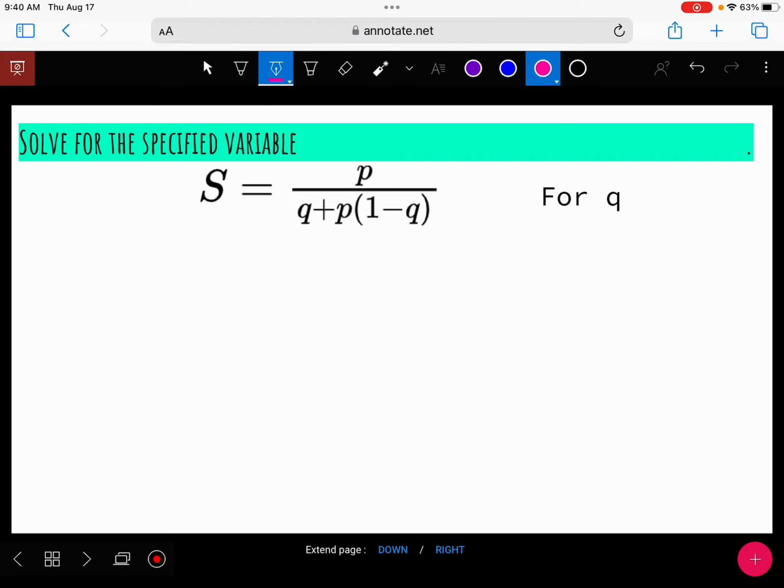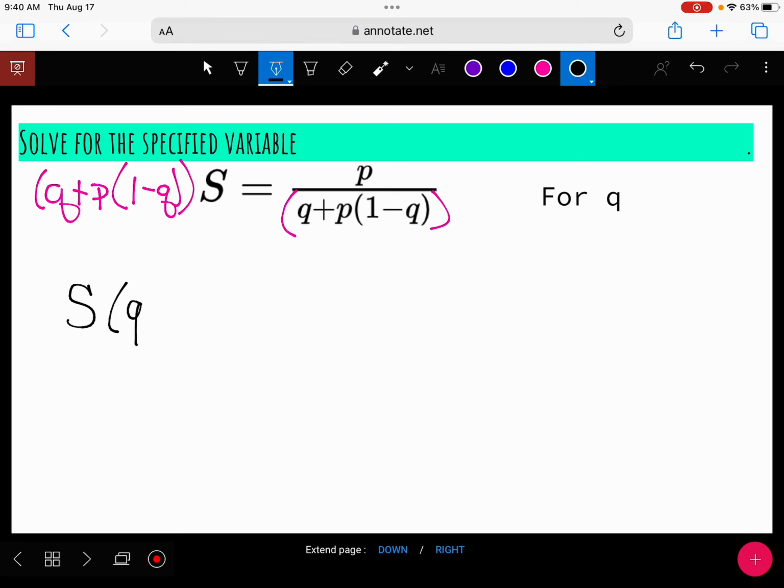So what do we need to do? What's our instinct? Multiply by the denominator. Get it out of the denominator first things first. So multiply by Q plus P times 1 minus Q. So I get S times that whole quantity, Q plus P times 1 minus Q, equals P.